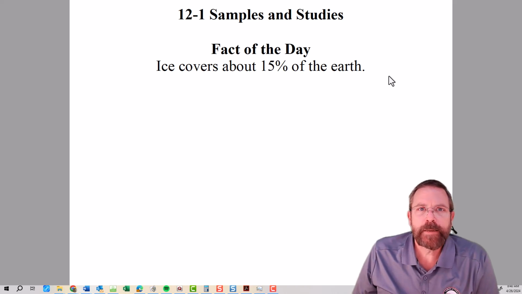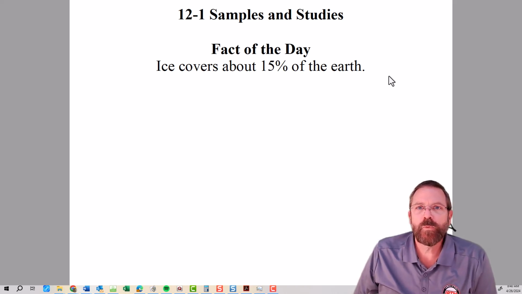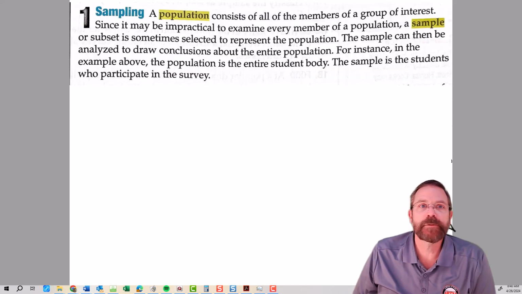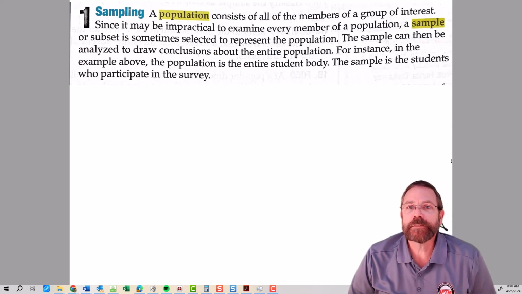Today we're going to dive into Module 12, Lesson 1, the first lesson of our study of statistics and probability. We're starting off with samples and studies. A population consists of the members of a group of interest.